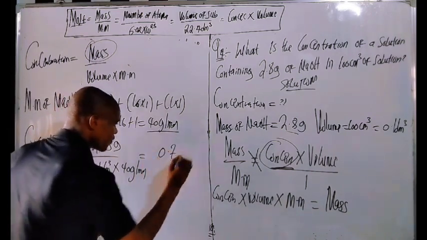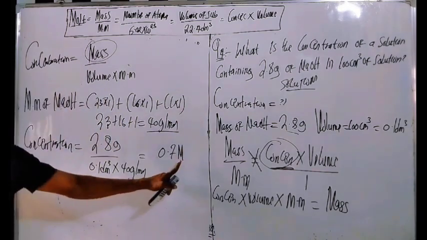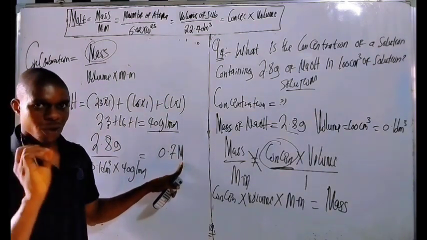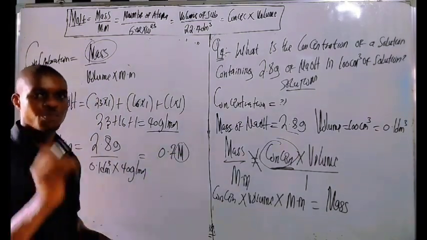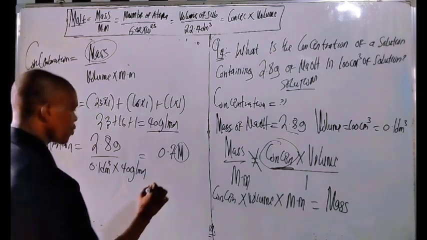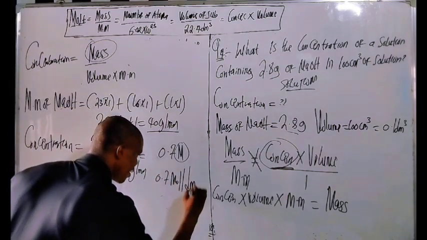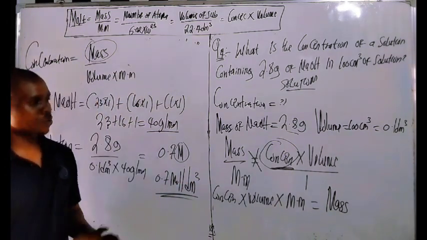It can be expressed as molarity, which is mole per dm³. Don't forget, mole per dm³. When I see a capital letter M in chemistry, it means molarity, which is mole per dm³. So the answer is also 0.7 mole per dm³. Just as easy as that. It's not difficult.